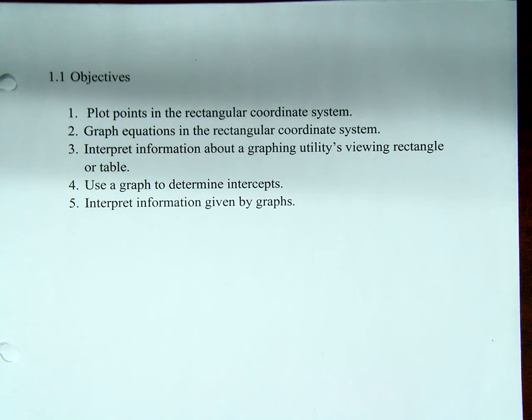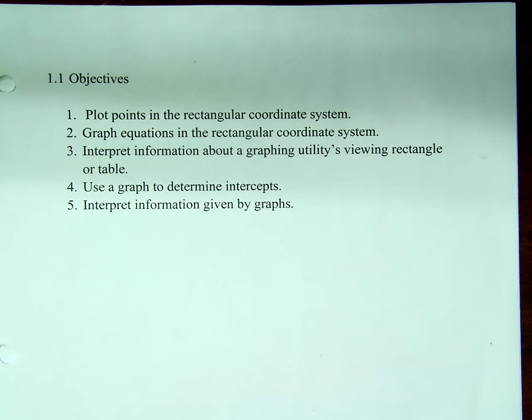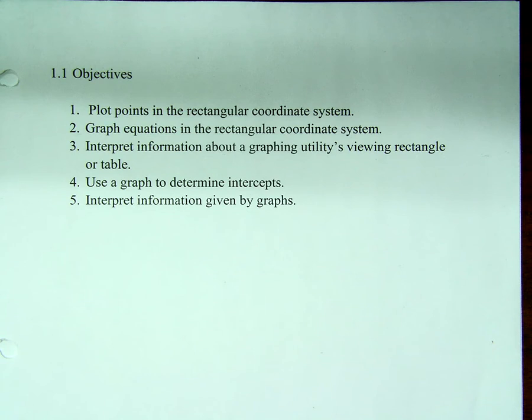Okay, these are the objectives that we're going to talk about today for Section 1.1. Plotting points in the rectangular coordinate system. Excuse me, rectangular, not regular, although it's mostly regular. Graphing equations in the rectangular coordinate system. Interpreting information about a graphing utility's viewing rectangle or table. And using a graph to determine intercepts and interpreting information given by graphs. Okay? So let's get right to it.